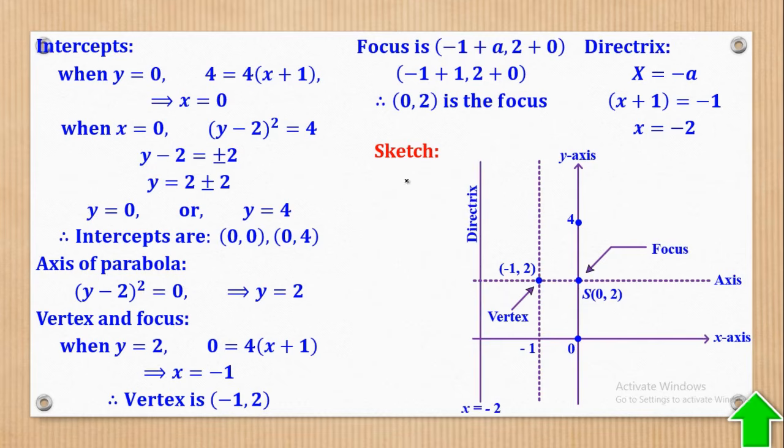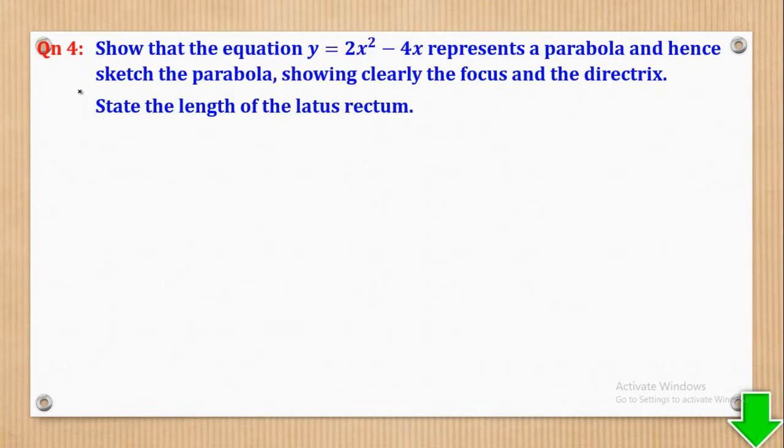And lastly is to sketch. So to be in this form, because the coefficient of x was positive, and that's what they wanted. Then now we shall go to question 4. Question 4 says show that the equation represents a parabola, and hence sketch the parabola showing clearly the focus and directrix, and state the length of the latus rectum.